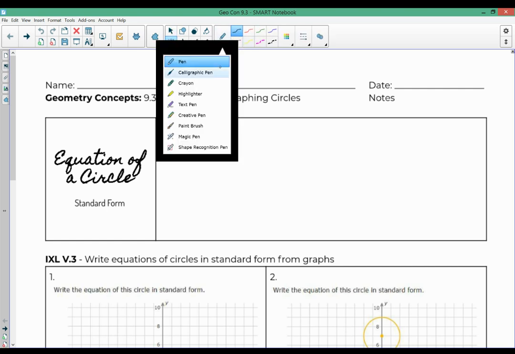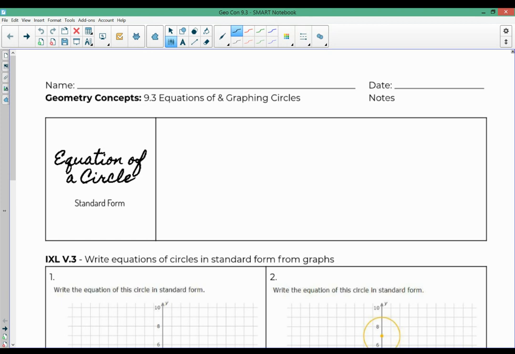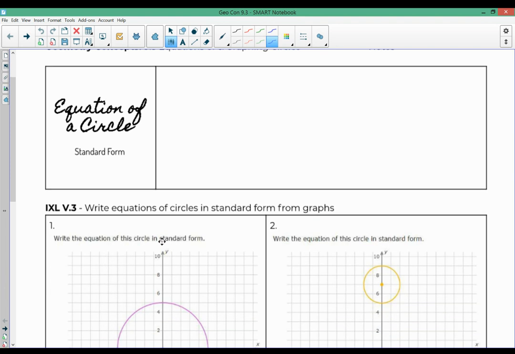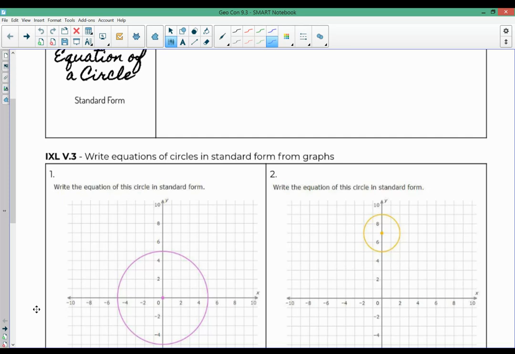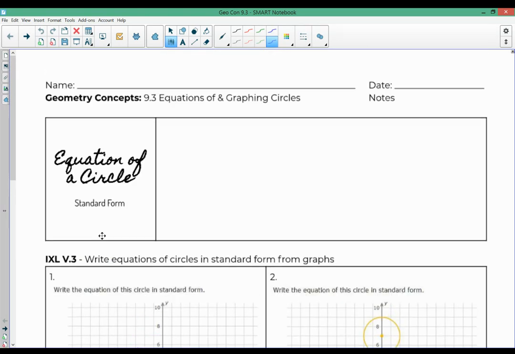This is our next lesson, our final lesson for our circles unit, and it's on the equations of and graphing circles. So we talked about circles that kind of just exist by themselves, and their arc measures and the measure of the angles in them. But we can also graph them on the coordinate plane. So that's what we're going to focus on for this lesson.